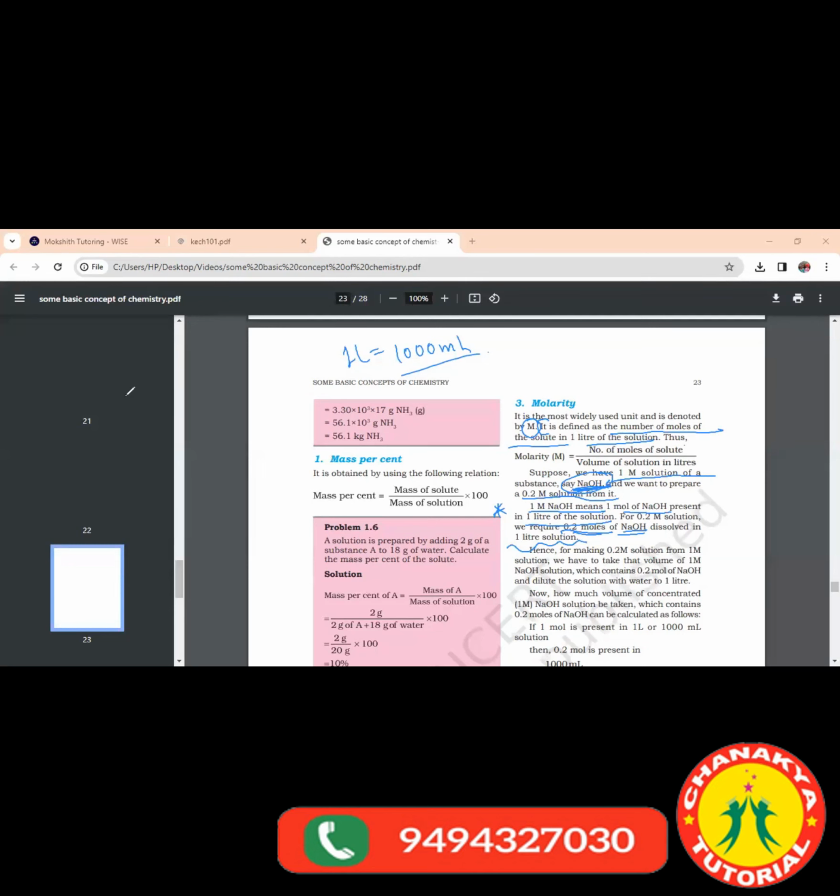Correct? Now, how much volume of concentrated 1 molar NaOH solution would be taken to convert it into 0.2 molar NaOH? For that reason, one formula is given to you that you need to utilize. Correct? See what is the formula given to you and how you're going to convert the 1 molar into 0.2 molar. See, here it is. Check this.